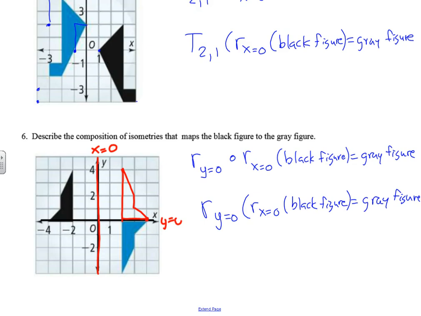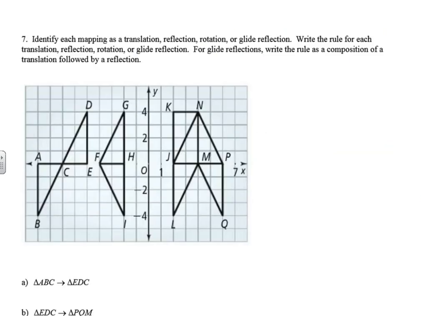All right, and if you're sitting there thinking, isn't that just a rotation through the origin, or a rotation of 180 degrees through the origin centered at the origin, you would be correct. That's also exactly what that is. All right.